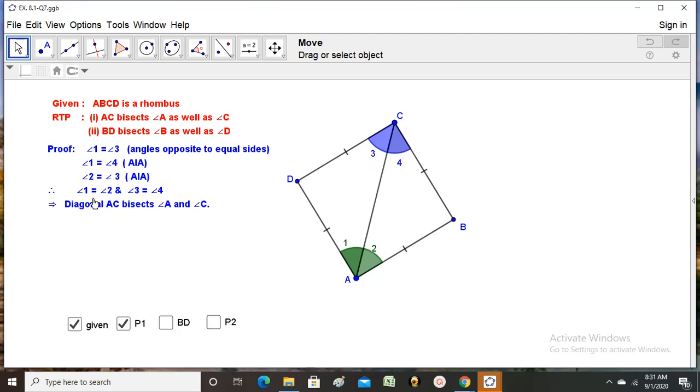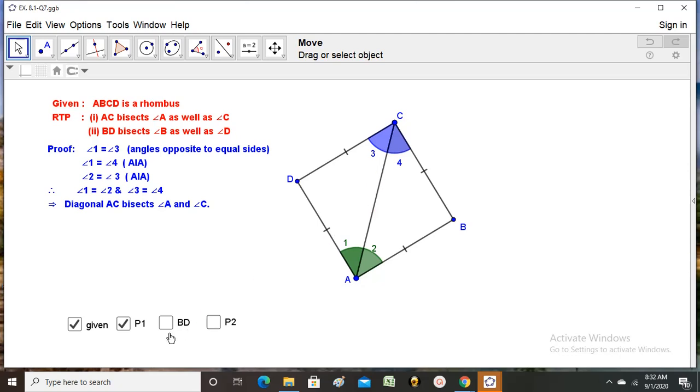By all these statements we can say angle 1 equal to 2, and also we can say angle 3 equal to angle 4. See, 1 is equal to 3 and 1 is equal to 4. 3 equal to 4 is evident here. Now again, see, you can say 3 equal to 2, 3 equal to 1. That means 1 and 2 are equal. So like this we got two statements that angle 1 is equal to 2, angle 3 is equal to 4. Meaning diagonal AC bisects angle A as well as angle C.